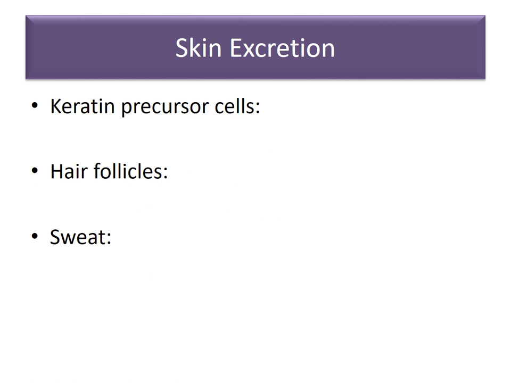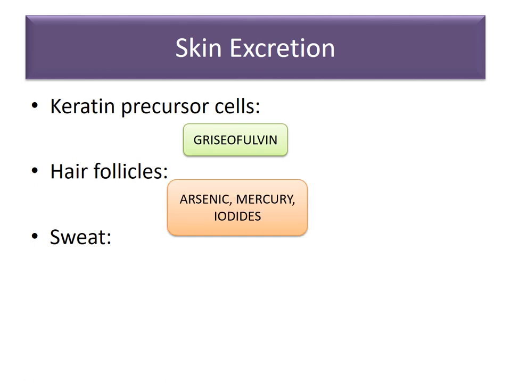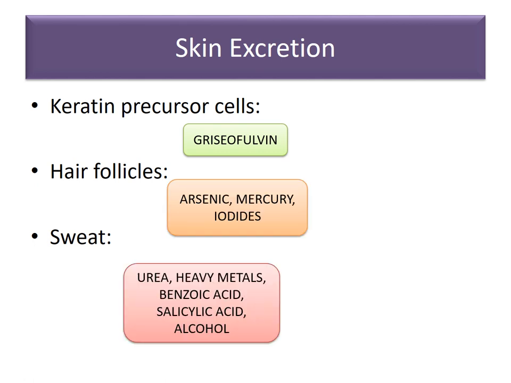Skin excretion and the keratin precursor cells. Keratin acts as a precursor for some cells, hair follicle and sweat. These all are the methods of excretion through skin. Griseofulvin is mainly seen in the keratin. Hair follicles: arsenic, mercury, iodide, all are seen in hair follicle. And sweat: urea, heavy metals, benzoic acid, salicylic acid and alcohol and all.